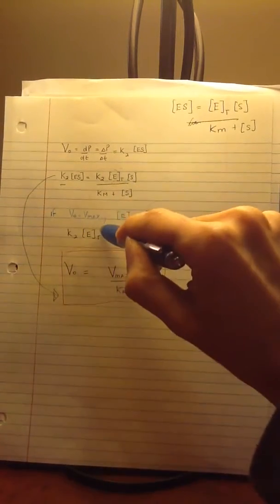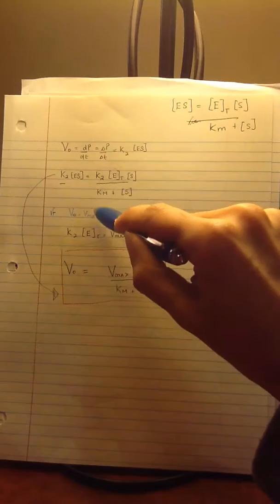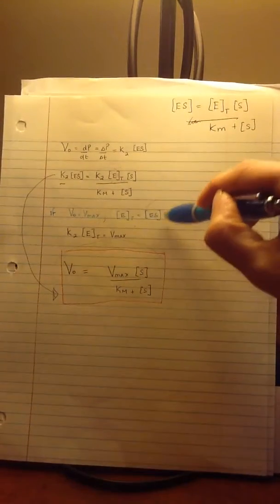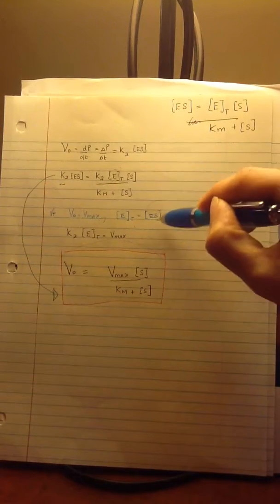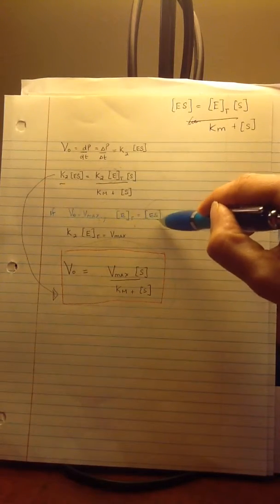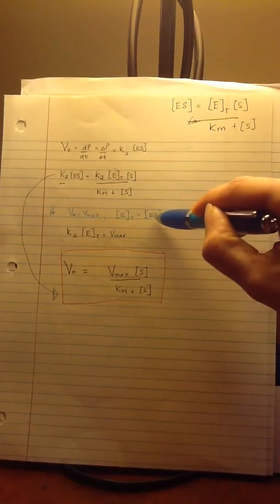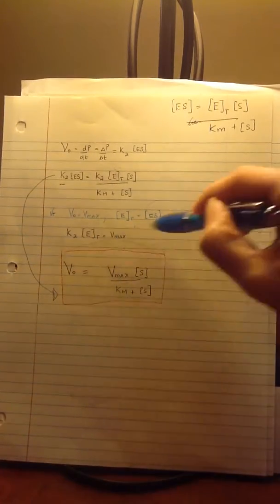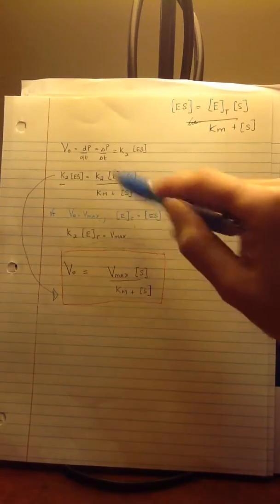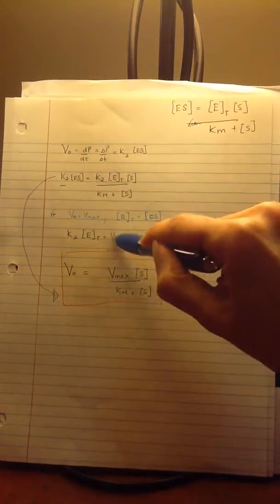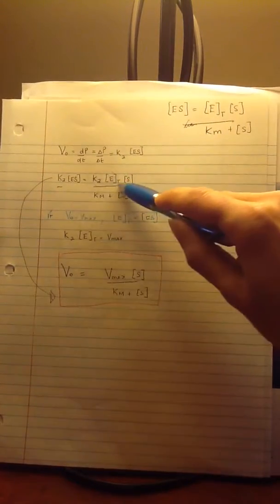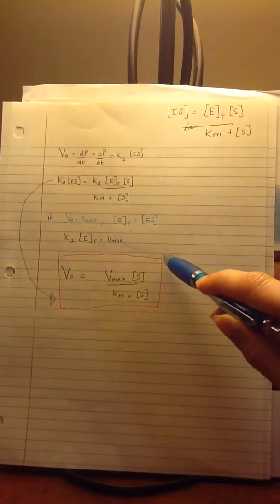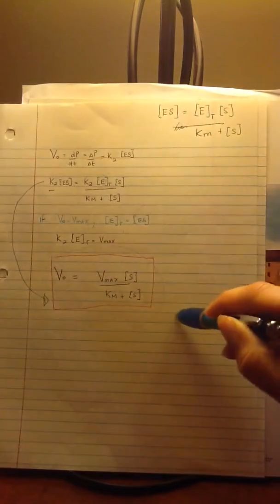Now, we can make the assumption that if our V0 equals Vmax, then our enzyme total is going to be all of our enzyme, which is saturated with substrate. So therefore, our Vmax is going to be equal to K2 times our E total. And so that term Vmax is going to be substituted for this right here. And that leads to our famous Michaelis-Menten equation, as shown.